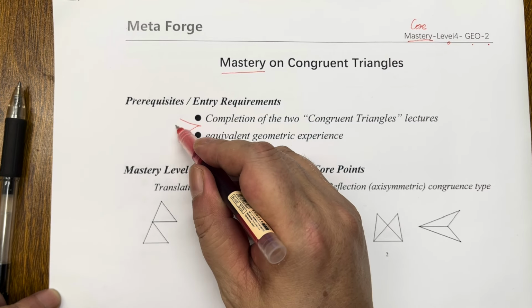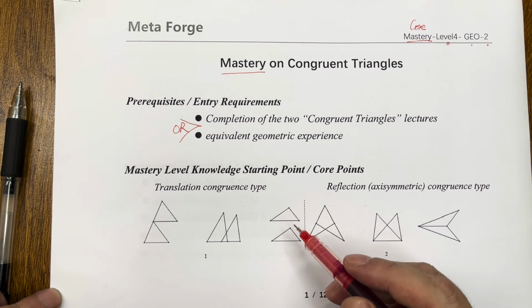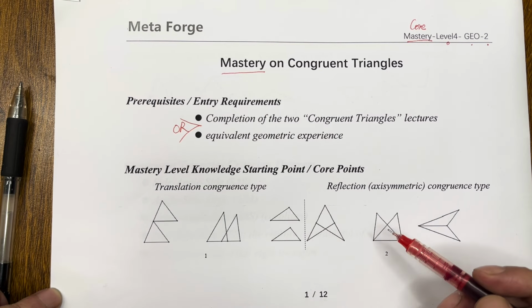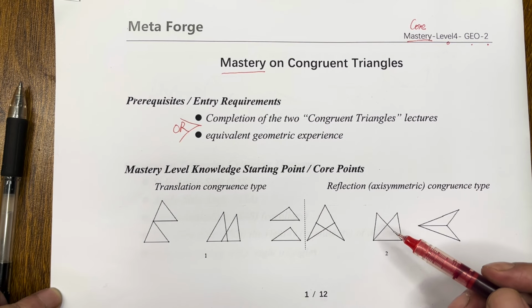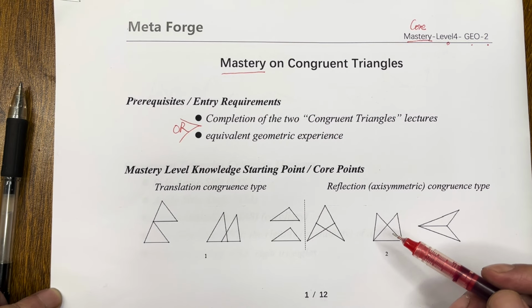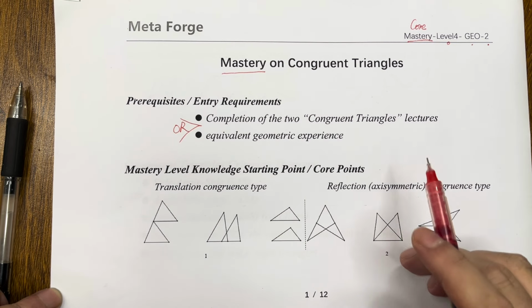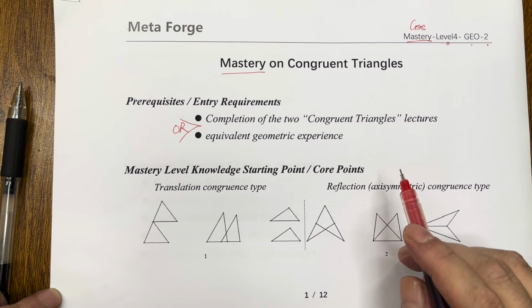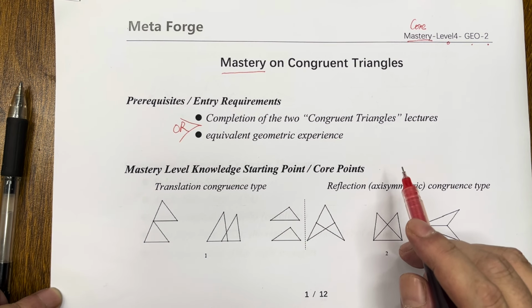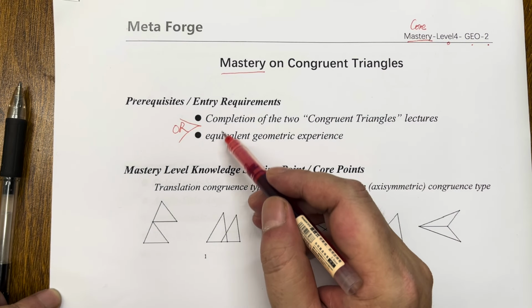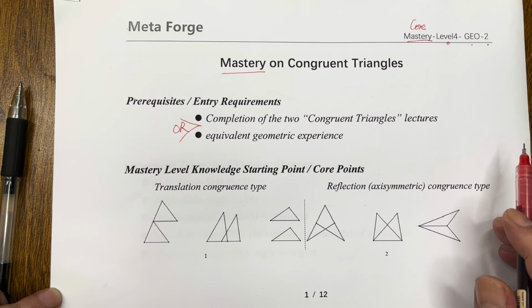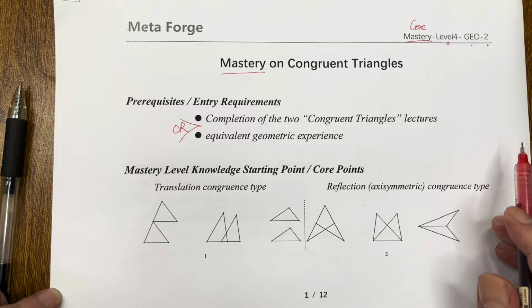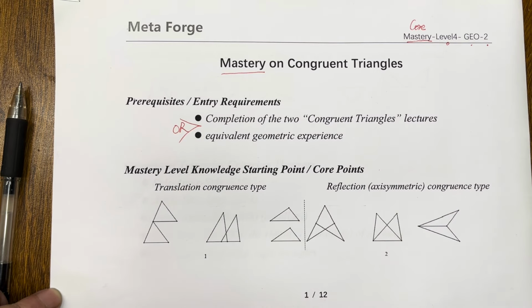Or alternatively, equivalent geometry experience. For example, you have solved several straightforward geometry problems using congruent criteria. That's okay. Okay? Without one of these 2 foundations, it will be difficult to make meaningful progress in this lecture.